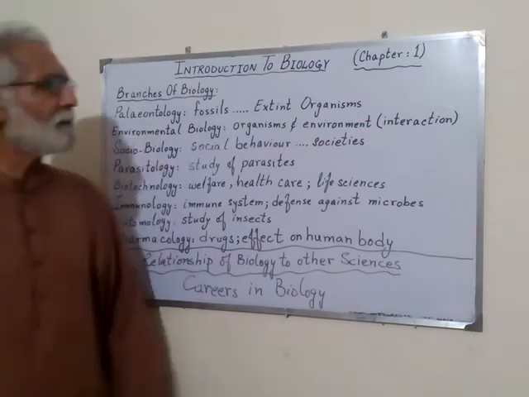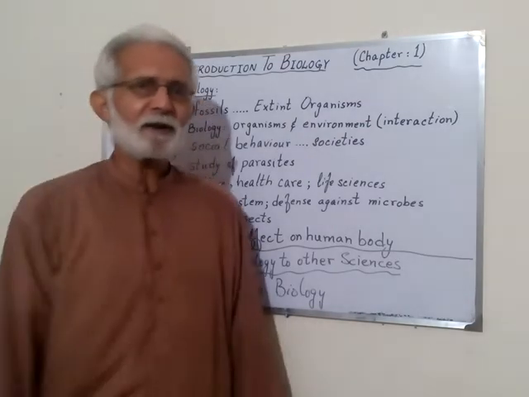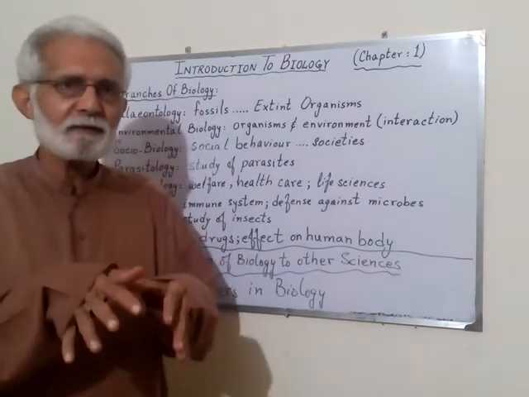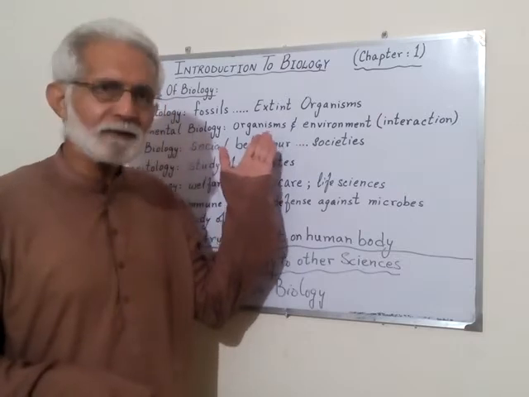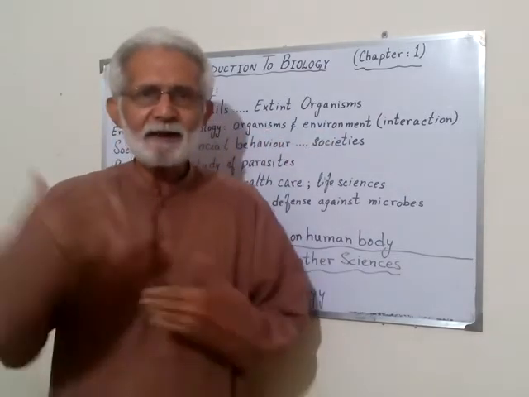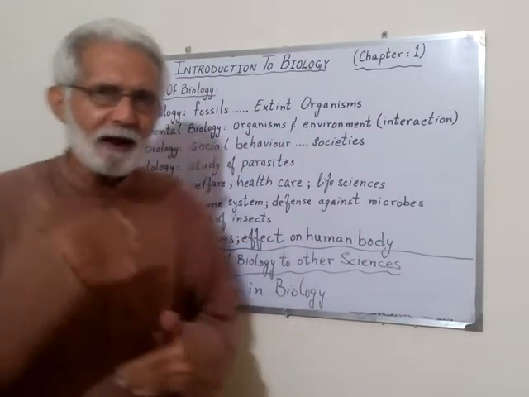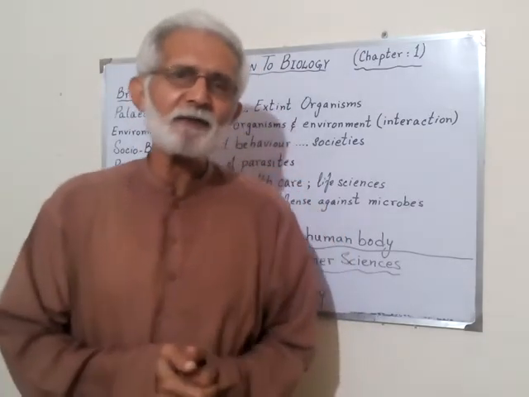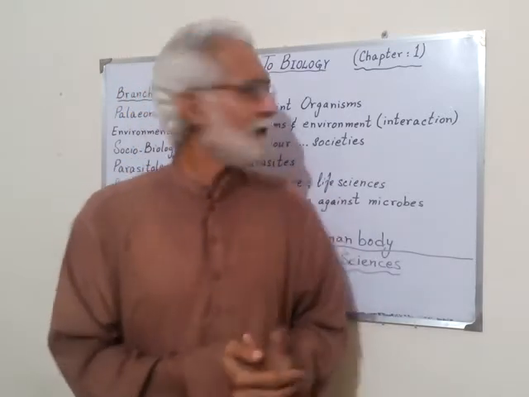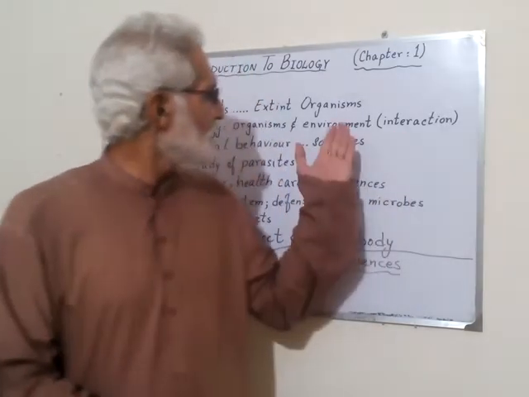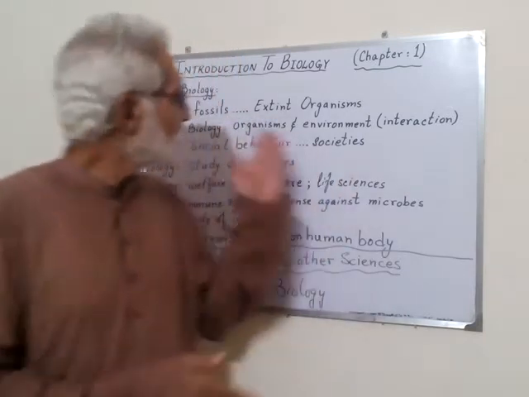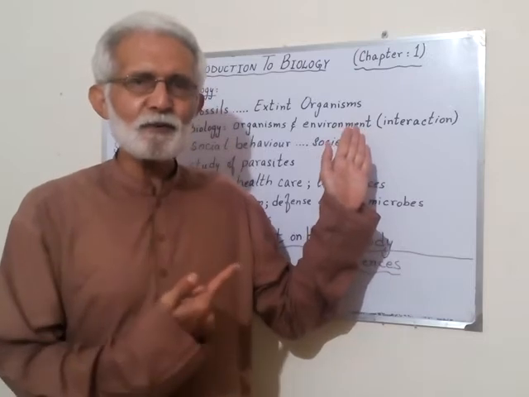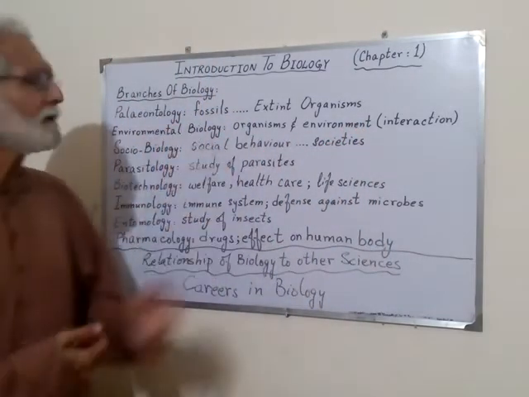Then comes environmental biology. We all know about our environment. So when we say environmental biology, what is the relation of organism and environment? The interaction. Naturally, I am a living organism and I have interaction with my surroundings, with my environment. So all living organisms have some interaction, some relation with their environment. The study of living organisms and their environment, the interaction of these two, is called environmental biology.